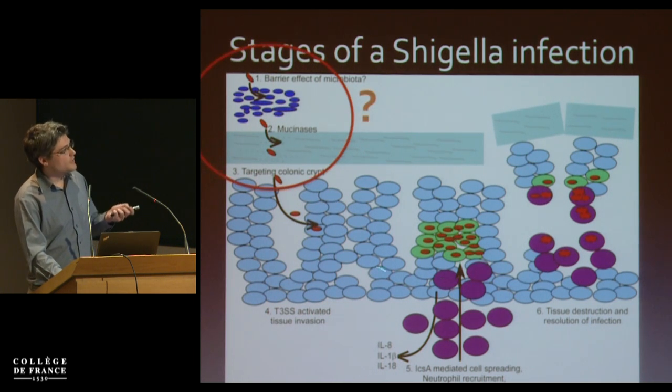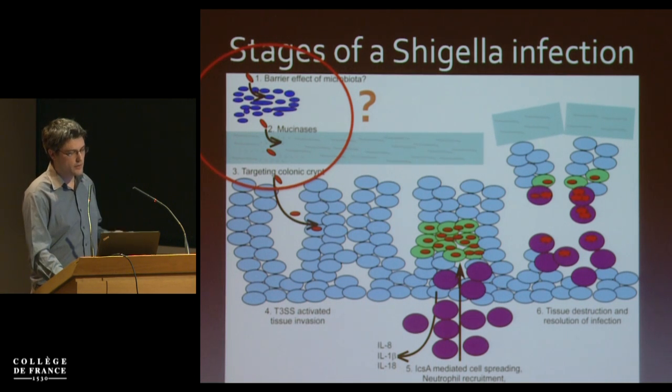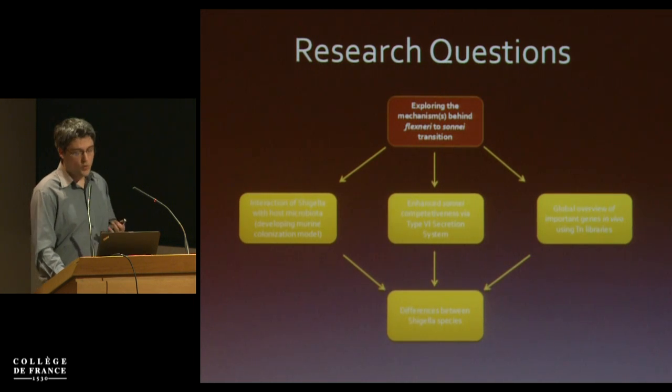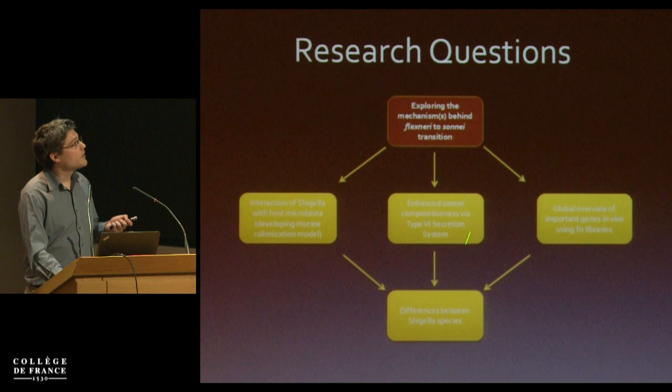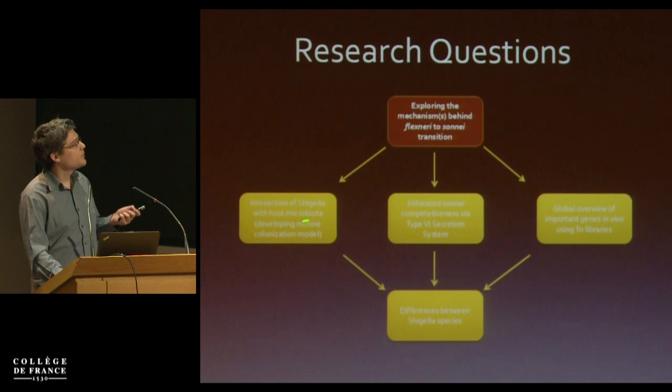All of these stages have really been well documented and studied, and a lot is known about them, except for this very first stage. It's not been really appreciated what the effect of the microbiota is on Shigella infection. So the questions I'm interested in the lab are exploring the mechanisms behind this Shigella flexneri to Sonnei transition. To get at this question, I'm working on 3 different projects. The first is to look at the interaction of Shigella with the host microbiota, and we're developing a murine colonization model with Pascal von Esch in the lab.